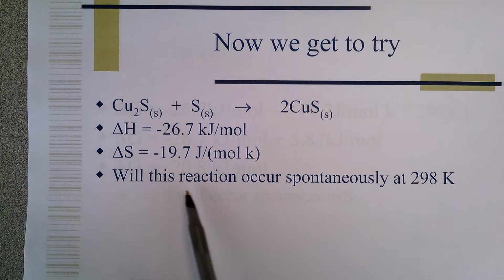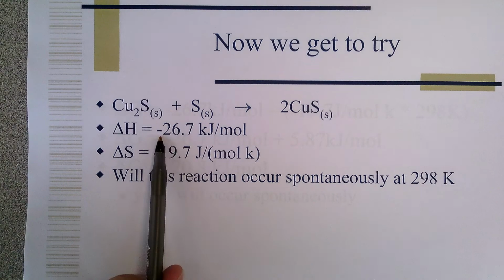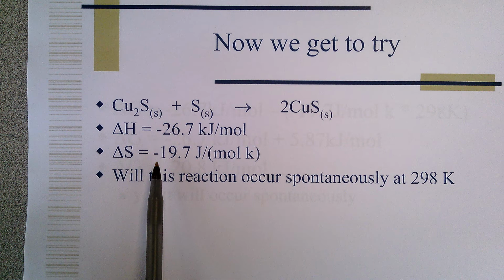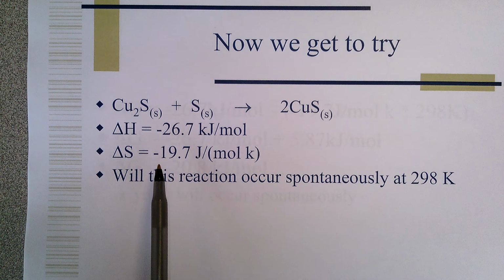So we just want to know, will this reaction occur spontaneously at 298 Kelvin? We know our delta H for the reaction. Go ahead and quiz yourself real quick. Is this endothermic or exothermic? And is it overall becoming more ordered or less disordered? Which of these is moving towards spontaneous, and which is not moving towards spontaneous?